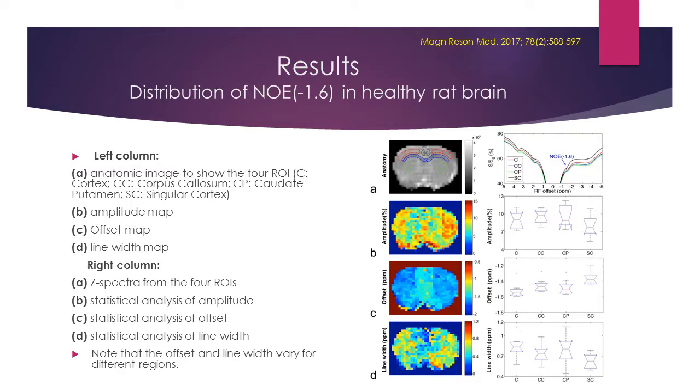We studied the distribution of the NOE minus 1.6 in healthy rat brains. The left column shows the anatomy, and maps of the fitted amplitude, offset, and line width of this signal. The right column shows the Z spectrum from different rat brain regions, and the statistical analysis of these parameters. Note that the offset and line width vary for different regions.